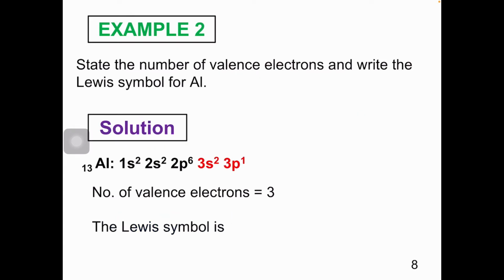Same goes with aluminium. So aluminium has 3 valence electron. Kita notice that it is in period 3 and aluminium is in block P and it has 3 valence electron. So macam mana nak represent dia punya Lewis symbol, Lewis dot symbol dia will be like this lah. Okay, 1, 2 and 3.